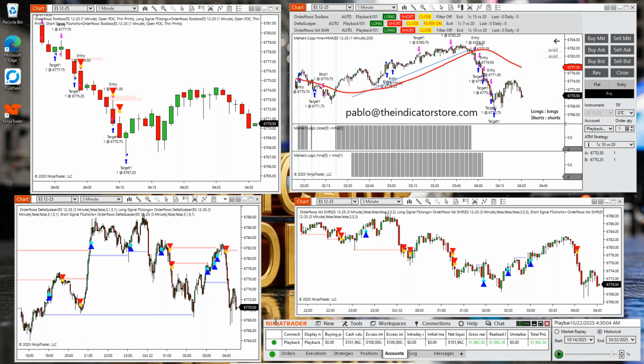But if you just have a thin print, it's still going to signal it. If you have just an open point of control but no thin print, it's going to signal it. Whereas the toolbox combines them, and it will only show you signals where you have a thin print plus the open point of control. So the toolbox takes Orderflows Trader a step further and allows you to combine the different tools from Orderflows Trader to generate a trade signal.